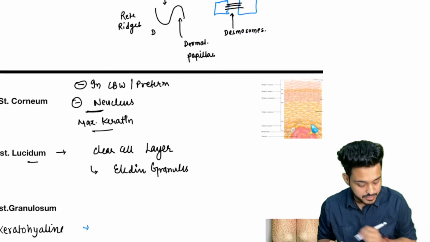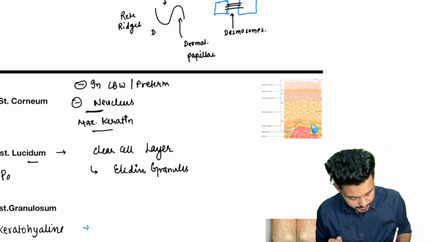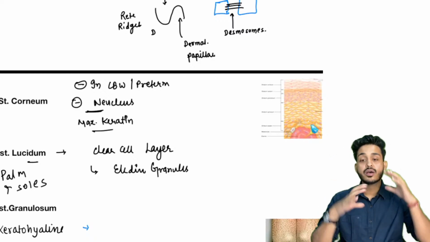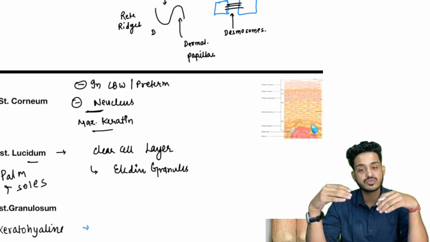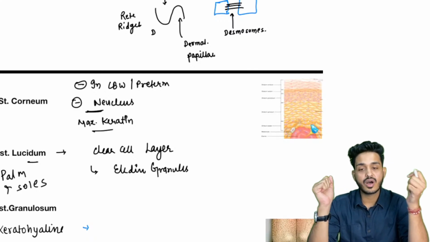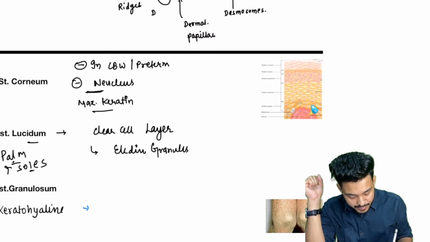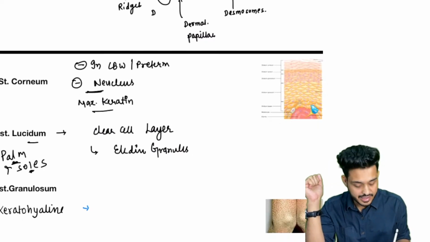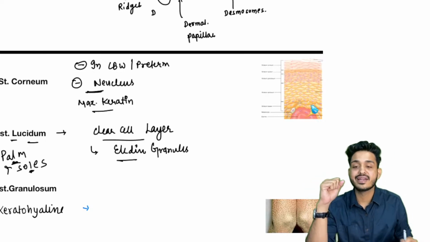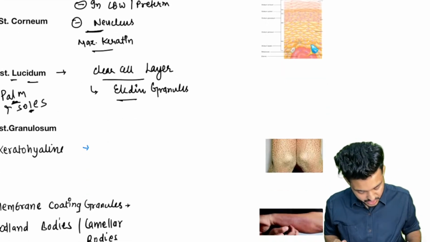Second layer is the stratum lucidum. Lucidum will not be present everywhere. It will be present in palms and soles, and that is why palms and soles are thicker compared to other parts of the skin, right? You can remember, in palm and sole we have L, and lucidum also has L. So this is a clear cell layer and we are having eleidin granules. Which granules will be here? Eleidin granules.